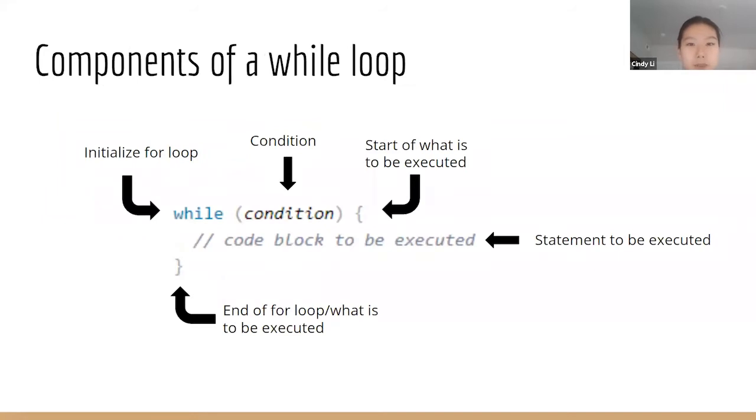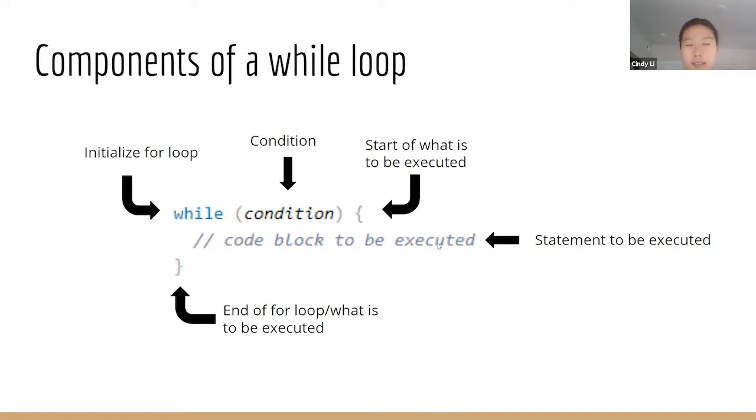So let's talk about the components for a while loop. You might notice that a while loop looks really similar to how a for loop looks. So we have the initialization right here, while, and then open parentheses, the condition, and close parentheses. And then we have the open brackets, that's the start of what is to be executed. And then in here is the block of code to be executed.